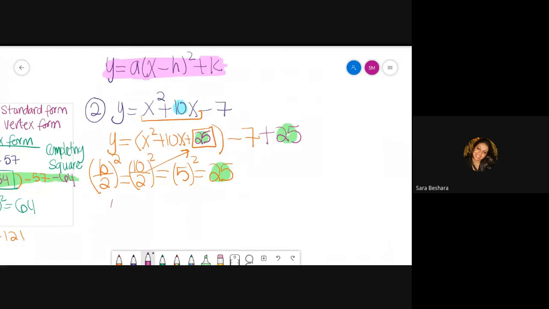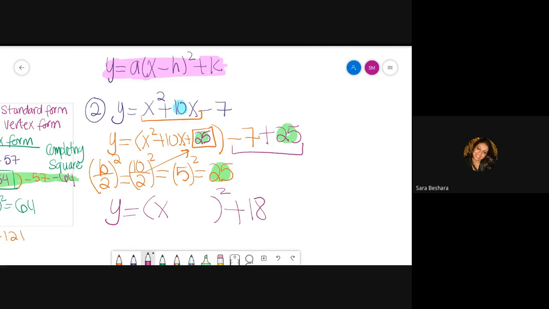Here's what I do. y equals. Well, it has to look like that form, so it would be x, and I need to find what h is, plus, I know k would be whatever the sum of these numbers is. So negative 7 plus 25, and I think it would give us 18. 25 minus 7. Yes, 18. And it's positive because 25 is positive.